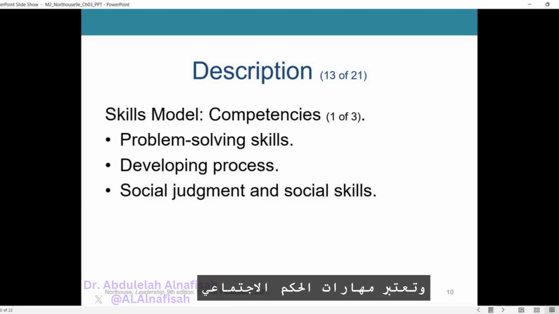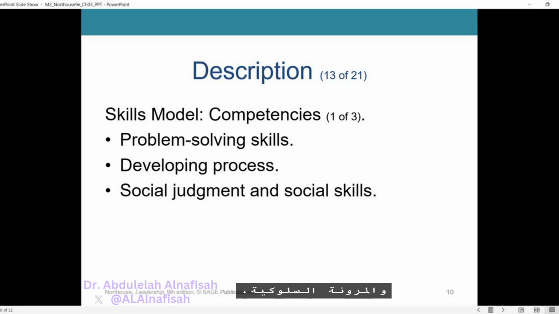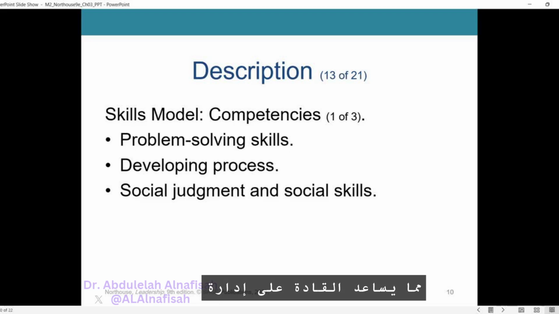Social judgment skills are equally important, allowing leaders to understand people and social systems. These skills include perspective taking, social perceptiveness, behavioral flexibility, and social performance, helping leaders manage change and gain support. By mastering problem-solving and social judgment skills, leaders can navigate organizational complexities and drive meaningful progress.